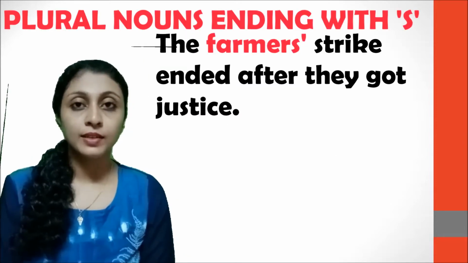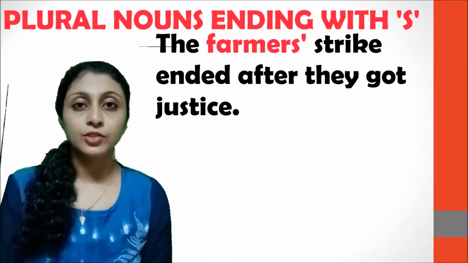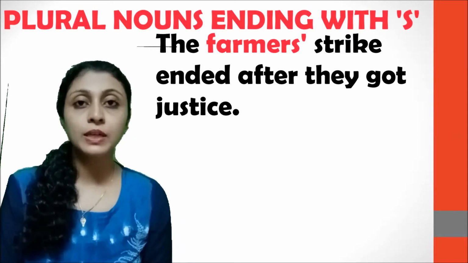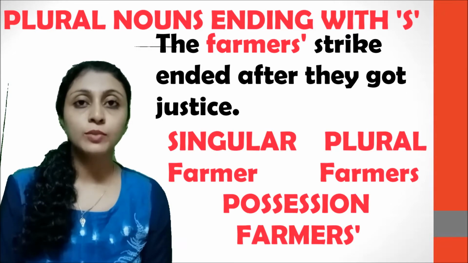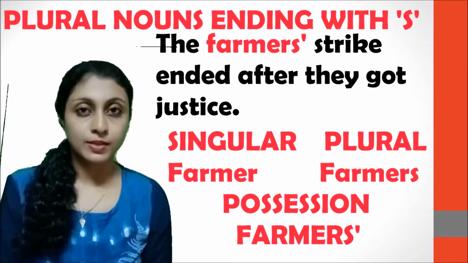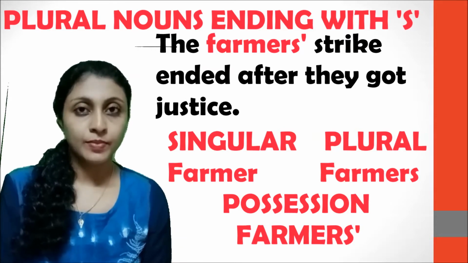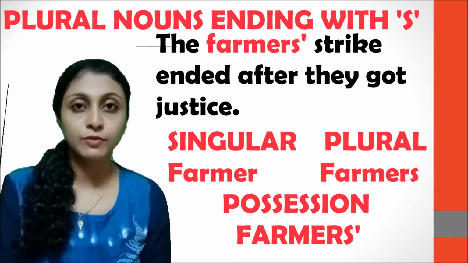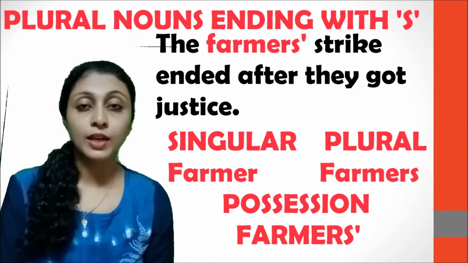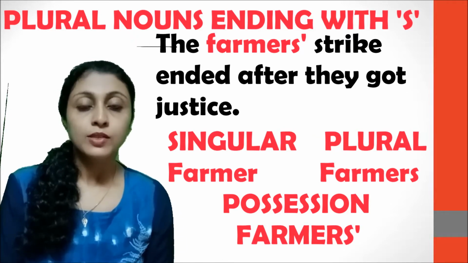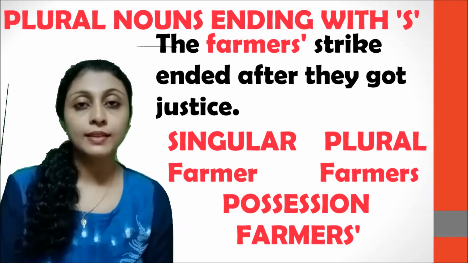Farmers' strike ended after they got justice. Now here farmer is a noun. The plural form of farmer is farmers. Now this noun ends in an S. And when we show possession for plural nouns ending with an S, we add the apostrophe after the S. So we write farmers and then the apostrophe.